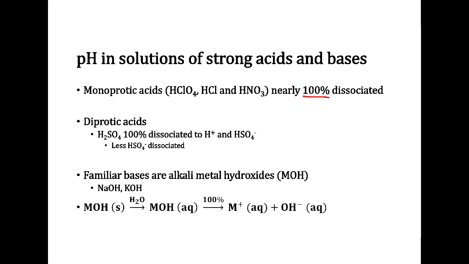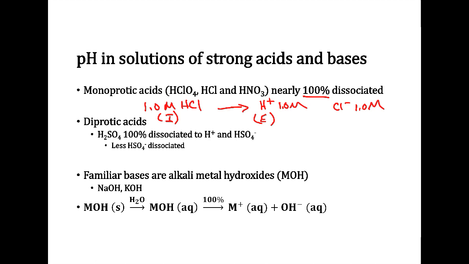So what that means is if we were to start off with something like a 1 molar solution of HCl, hydrochloric acid, this would be our initial concentration. What would happen is, because this is dissociating nearly 100%, at equilibrium that H+ concentration would be 1 molar, and the Cl- concentration would also be 1 molar.